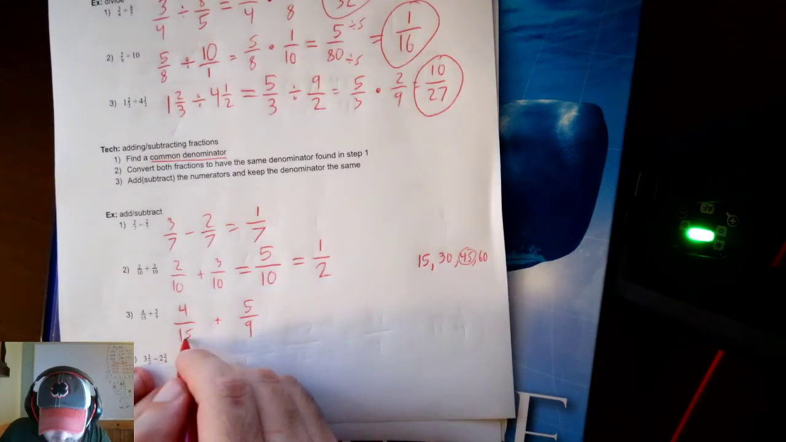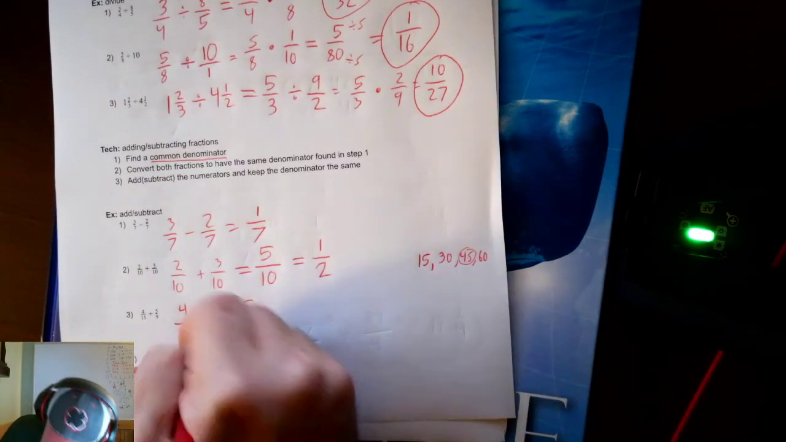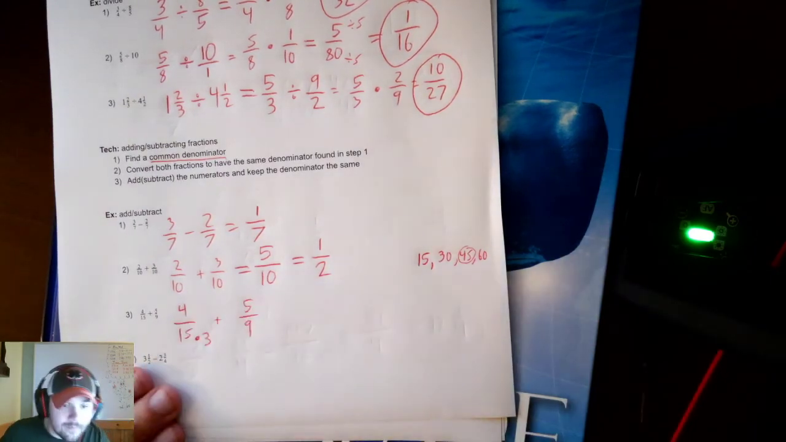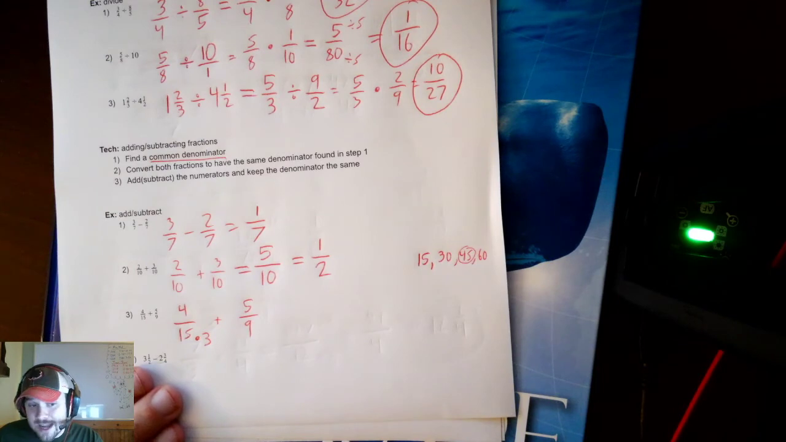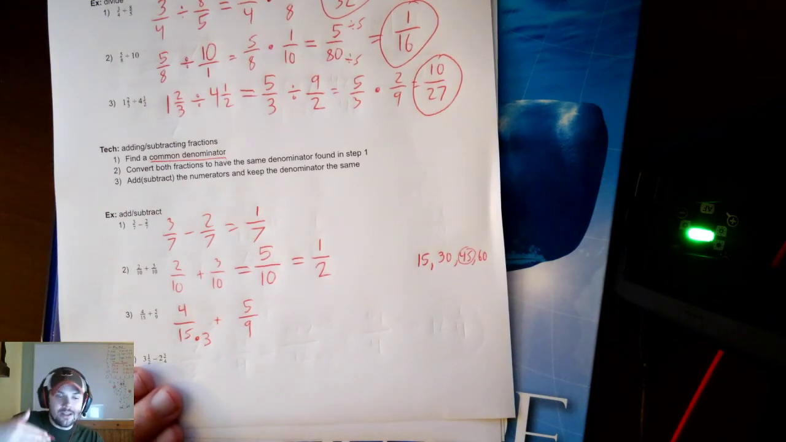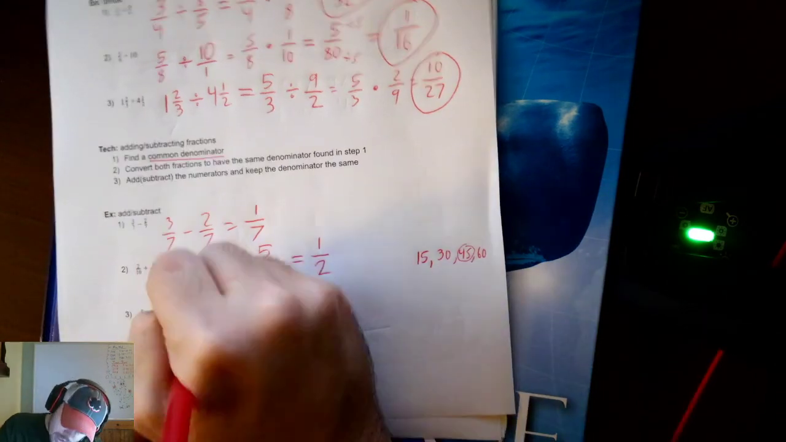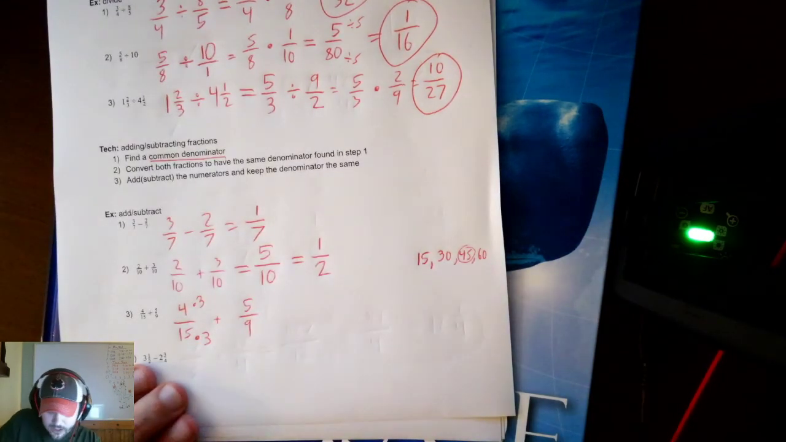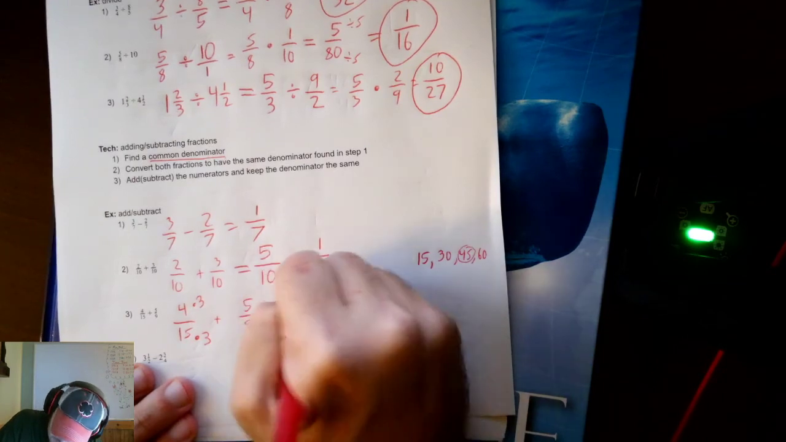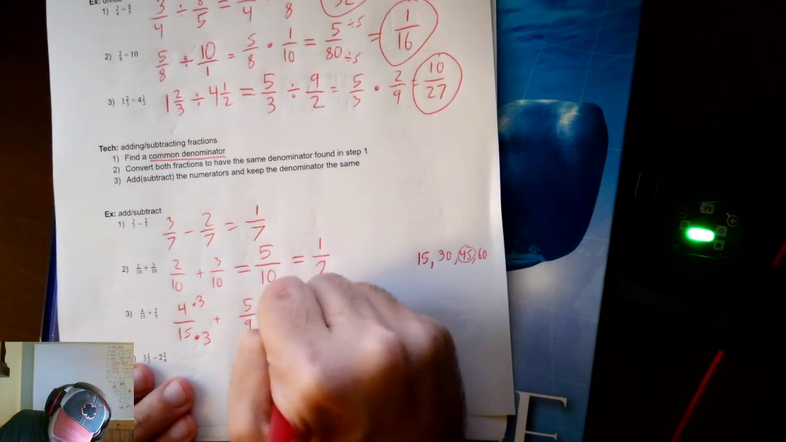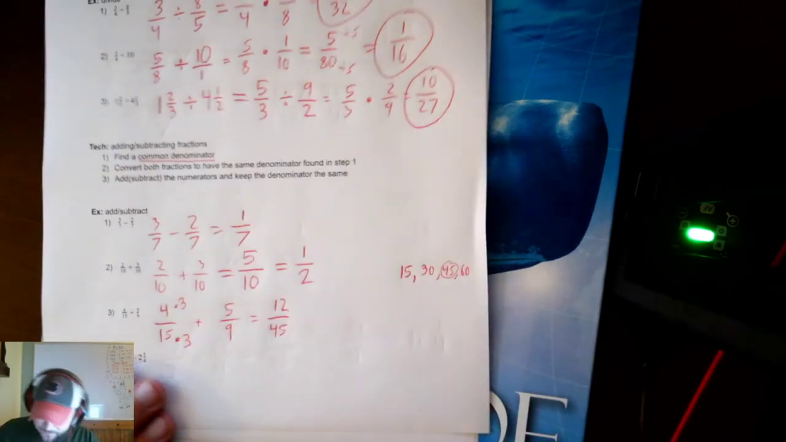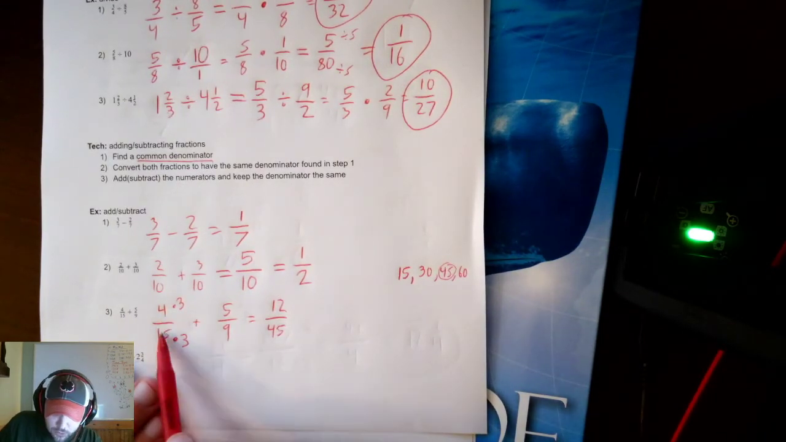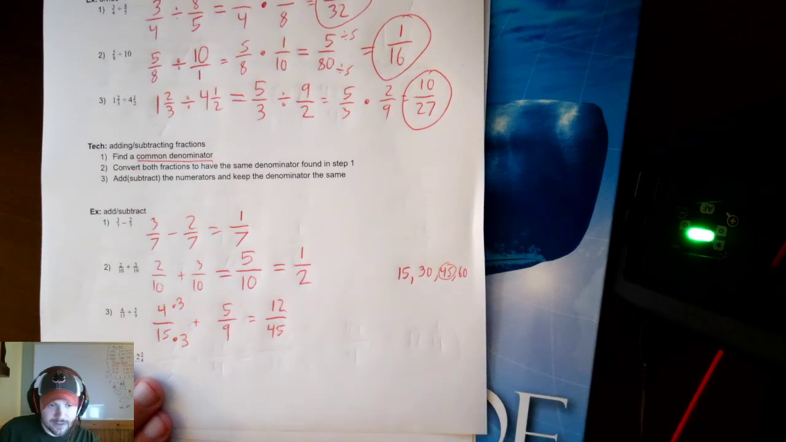How do I make a 15 a 45? Well, I multiply by 3, right? But what's the golden rule of fractions? If you do it to the bottom, you got to do it to the top, right? So if I'm multiplying by 3 there, I got to multiply by 3 in the top. In the top, I get 12/45, right? So the first fraction, I changed from 4/15 to 12/45.